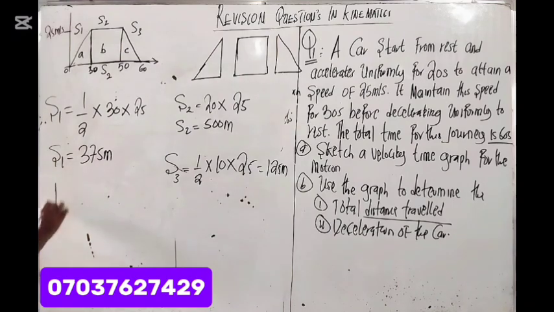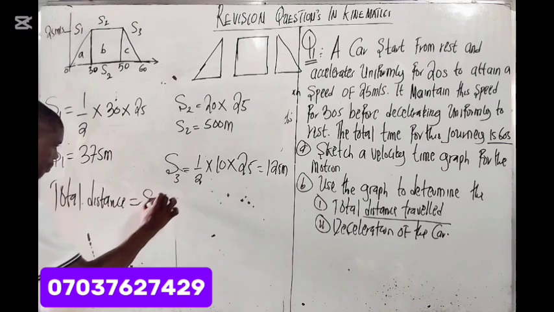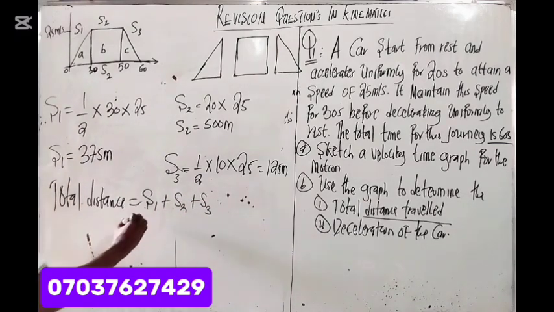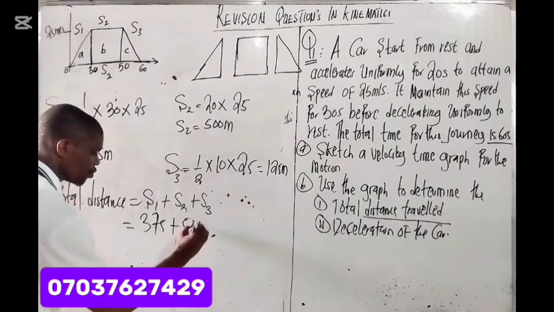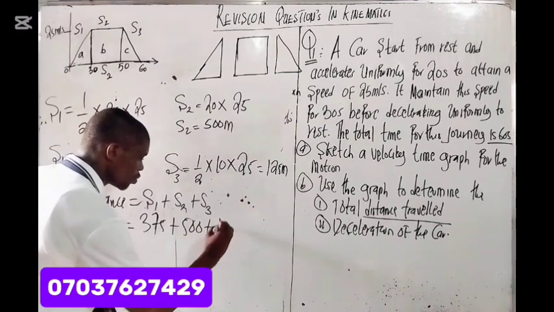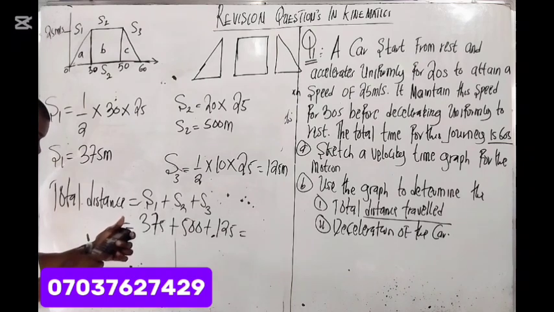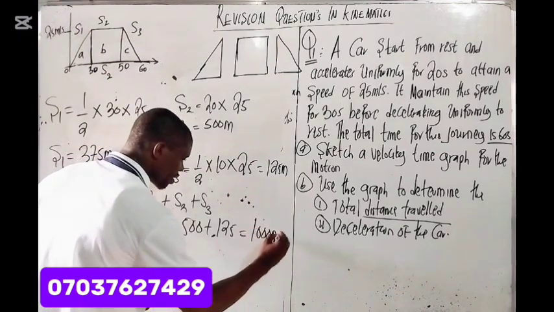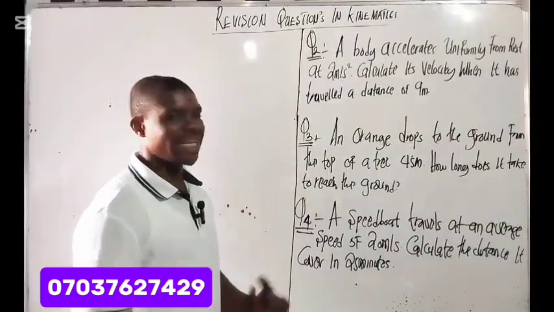So total distance equals x1 plus x2 plus x3. My x1 is 375, plus my x2 is 500, plus my x3 is 125. So what you want to do here is 375 plus 500 plus 125. Here we have 1000 watt-meters. The answer is 1000 watt-meters. Now let's move toward the next set of questions.